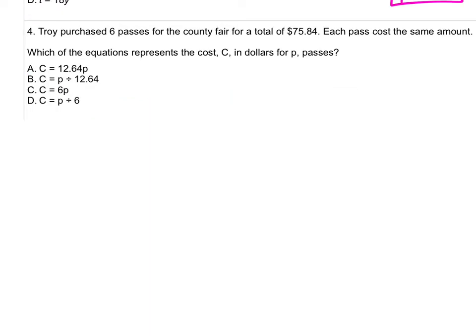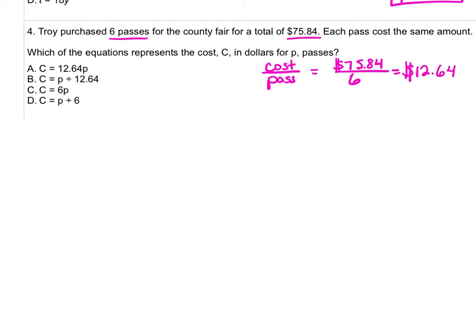Number 4, Troy purchased 6 passes for the county fair for a total of $75.84. Each pass cost the same amount. And we notice there are 6 of them. Which equation represents this cost C in dollars for P passes? Or we could say that's the cost per pass. Well, we know the cost was $75.84 for 6 passes.